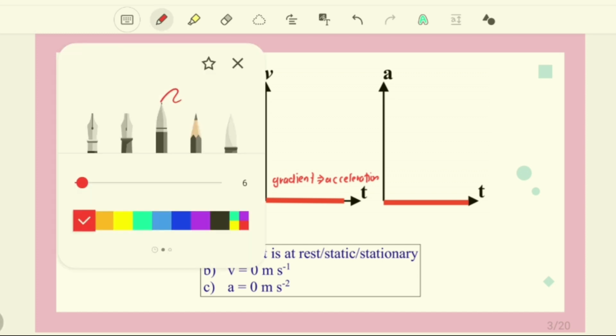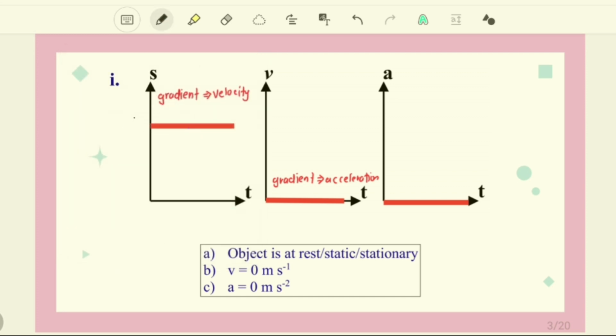Okay, let's say here is 10 meter. So let's say the unit is in meter, and time is in seconds. What can we say about this motion? Let's say this one is 5 seconds. You can see the pattern of the graph is a horizontal straight line, which means that the object is not moving. The object is static. Object tidak bergerak, static, at rest, stationary.